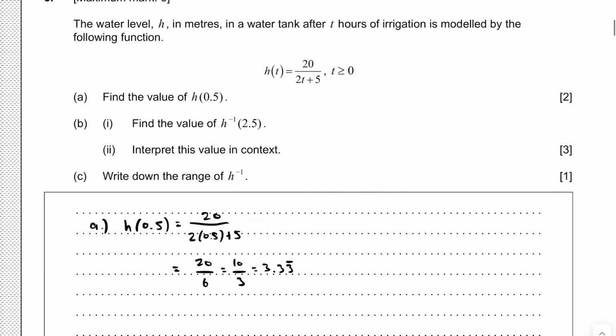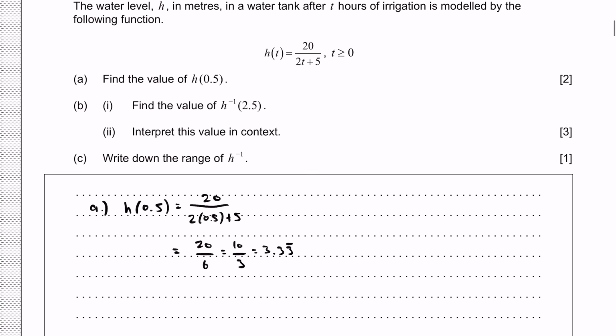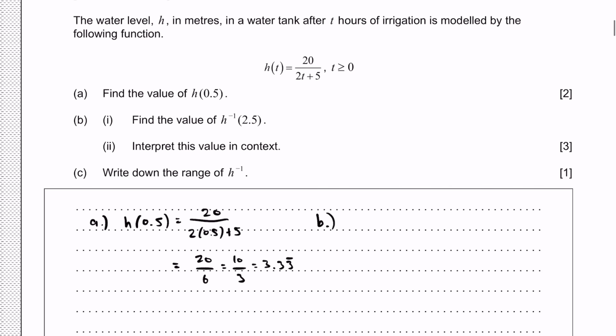All right. Part B. First part, find the value of h inverse of 2.5. Sometimes inverse questions might seem a little tricky or are often confusing. Really, what an inverse does is it switches around inputs and outputs. It reverses a function. So in this previous question, we had an input of 0.5. We replaced t with this value. What an inverse does is it switches inputs and outputs. So this inverse function is saying, the output was 2.5, find the input.